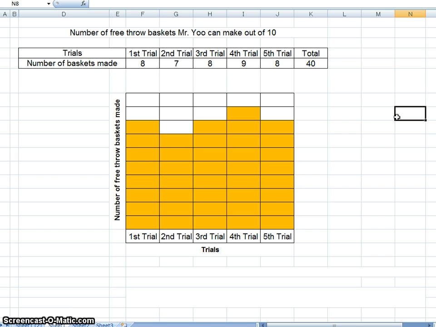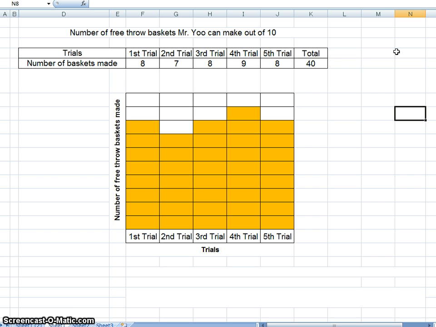Well, how can I solve this problem? If only there is a way for me to somehow end up with one number which represents this entire data set, then maybe I can just say that number is the number of baskets I make out of 10 from the free throw line. And you know what, guys? There's actually a way for me to figure out that one number.